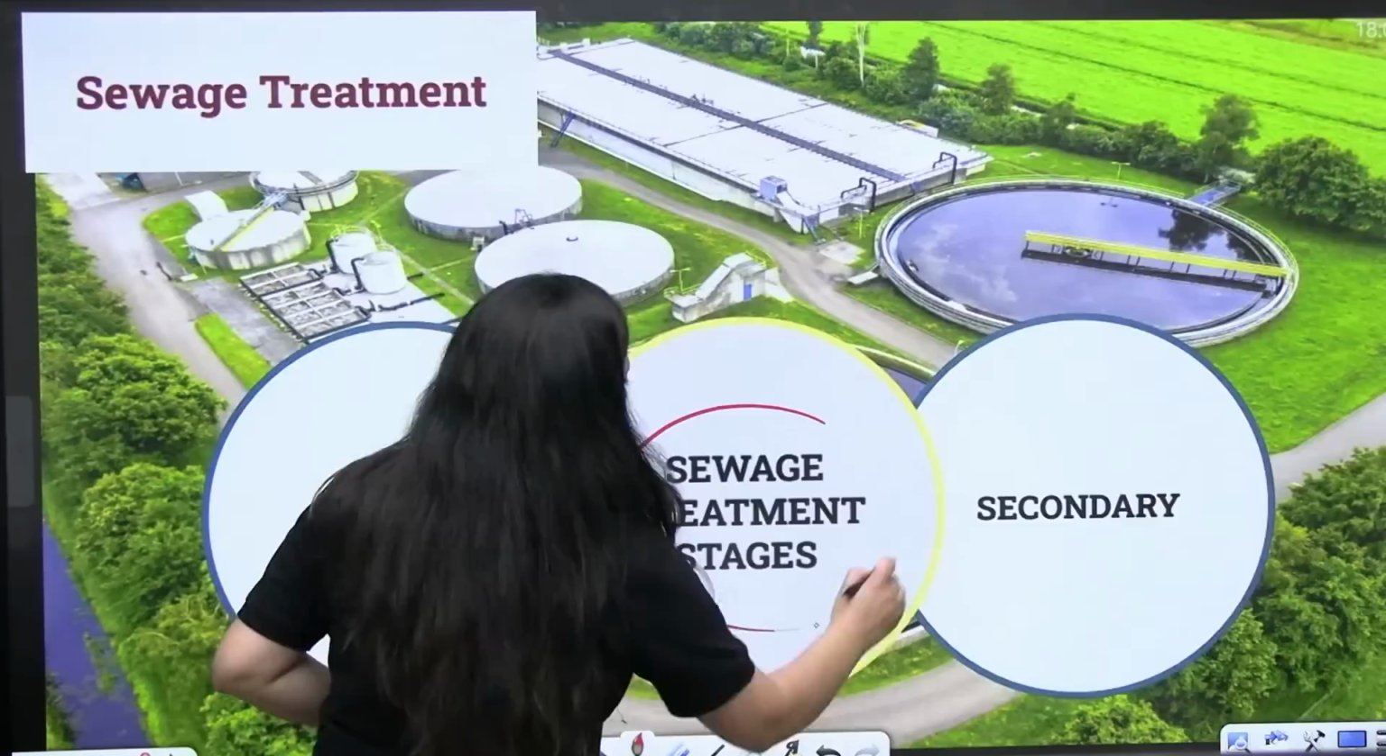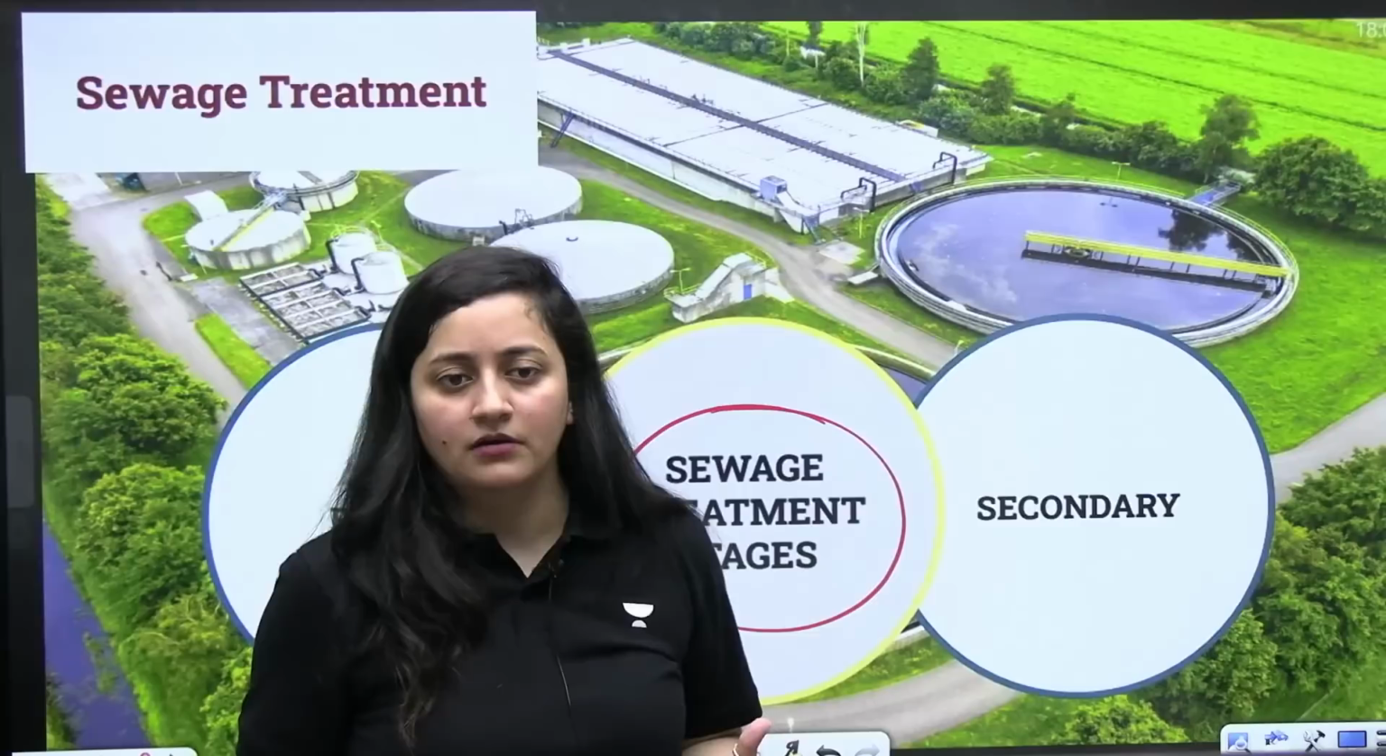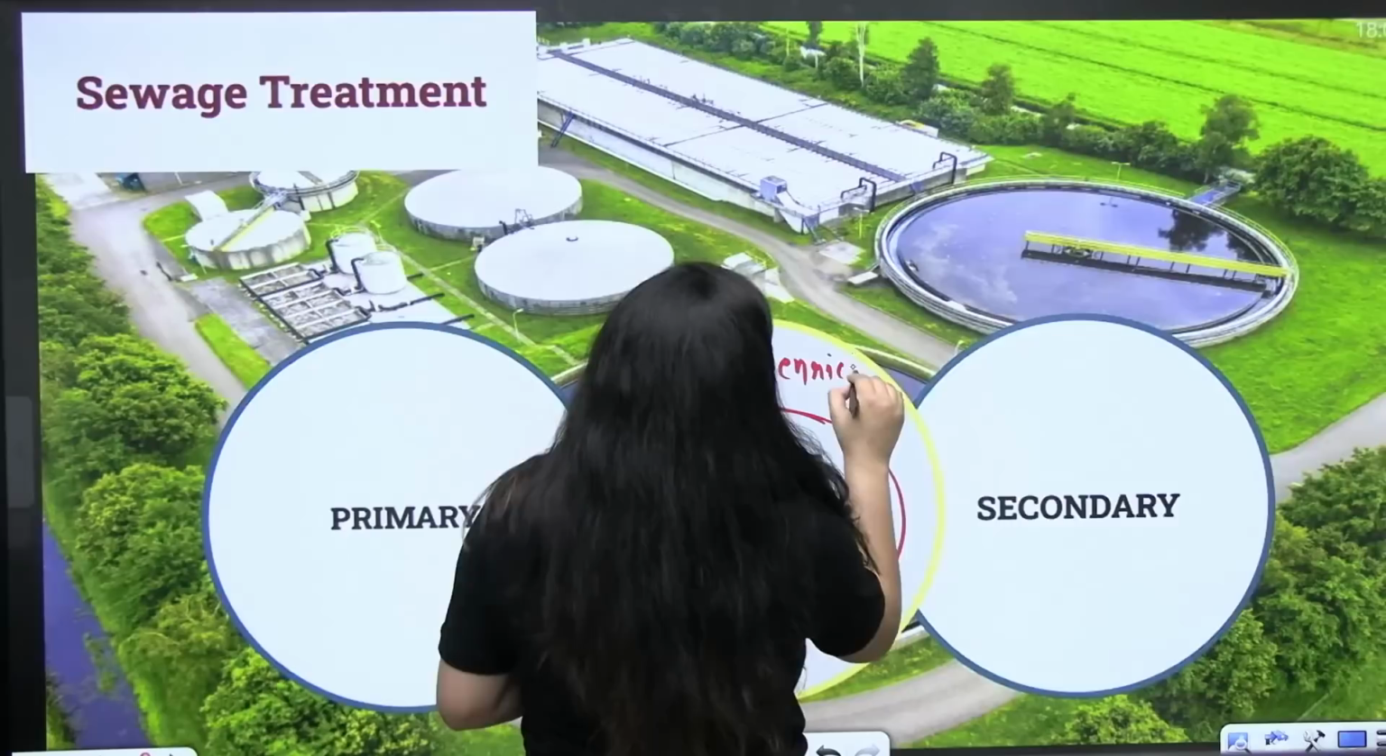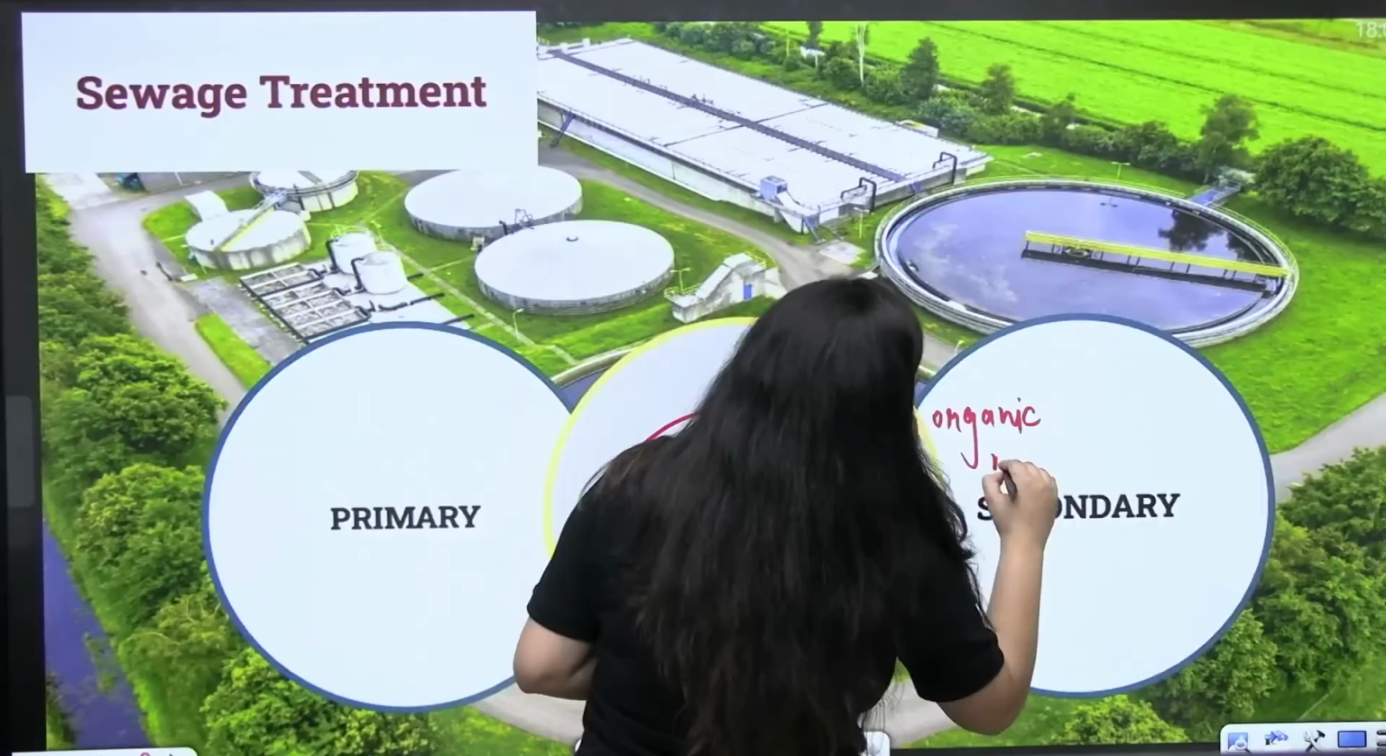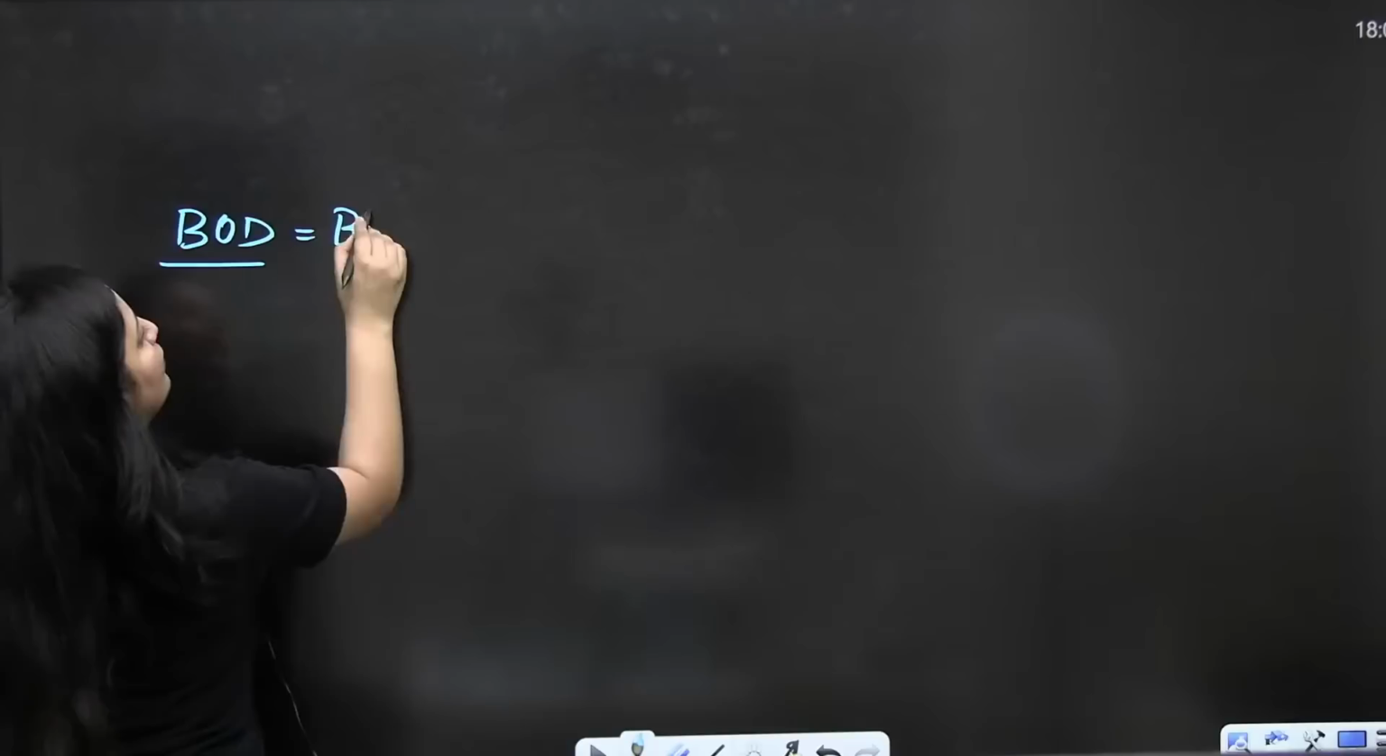So sewage treatment. You know that sewage is municipal waste enriched with organic matter. When you talk about sewage, always remember it is enriched with organic matter. To understand this topic, what do you need to understand? You need to understand BOD. And what is that BOD?